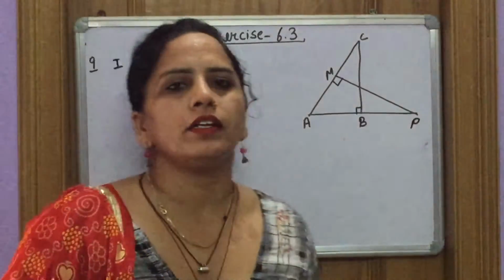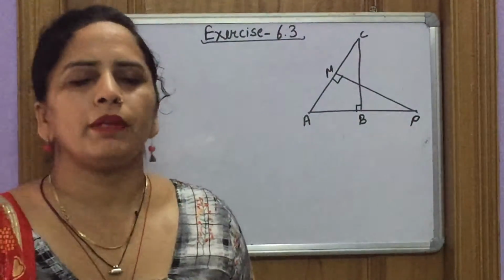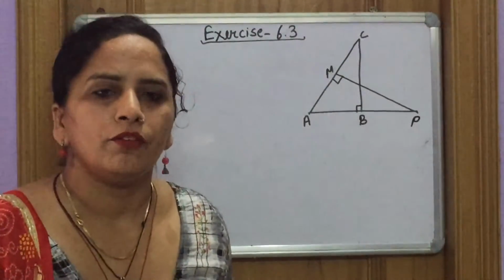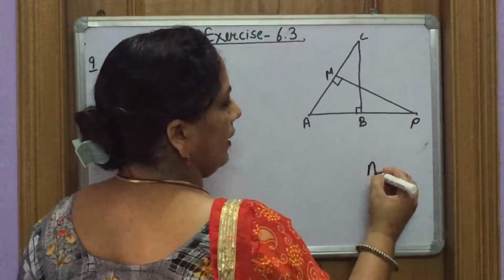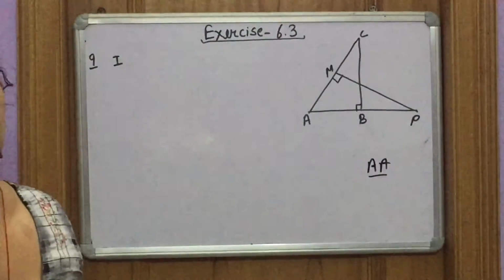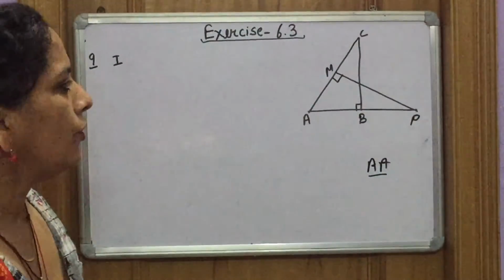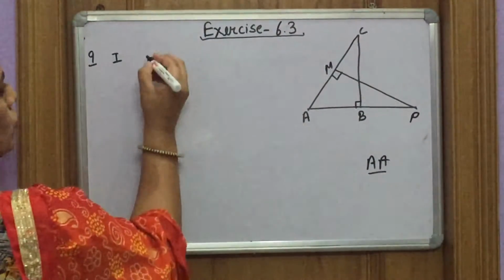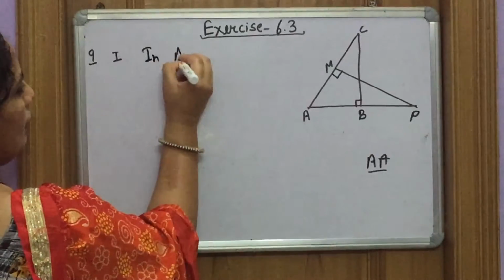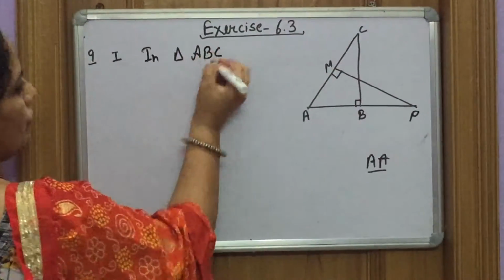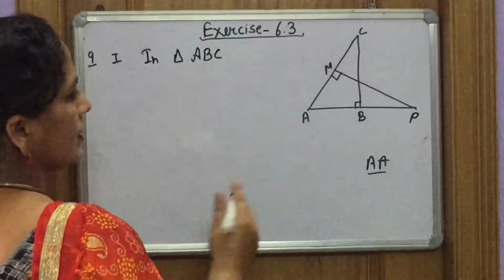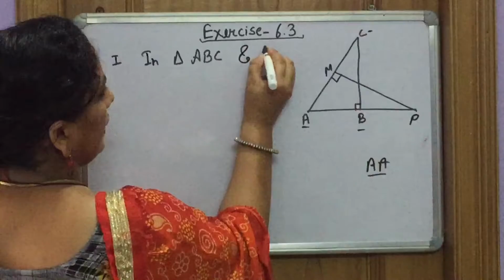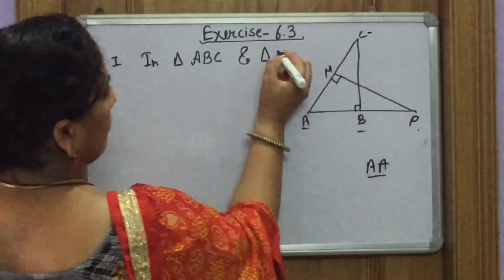To show two triangles similar, we have total 4 similarity criterion, and most of the time we will use angle criteria of similarity. So here find out which two angles are equal in both of the triangles. First of all, write the name of the triangles which we have to show similar. First triangle is A, B and C, and second one is A, P, M.